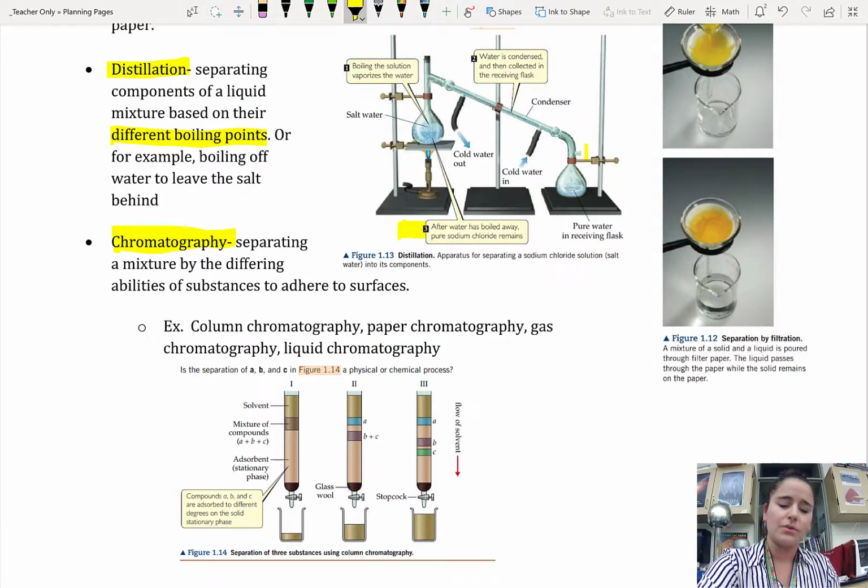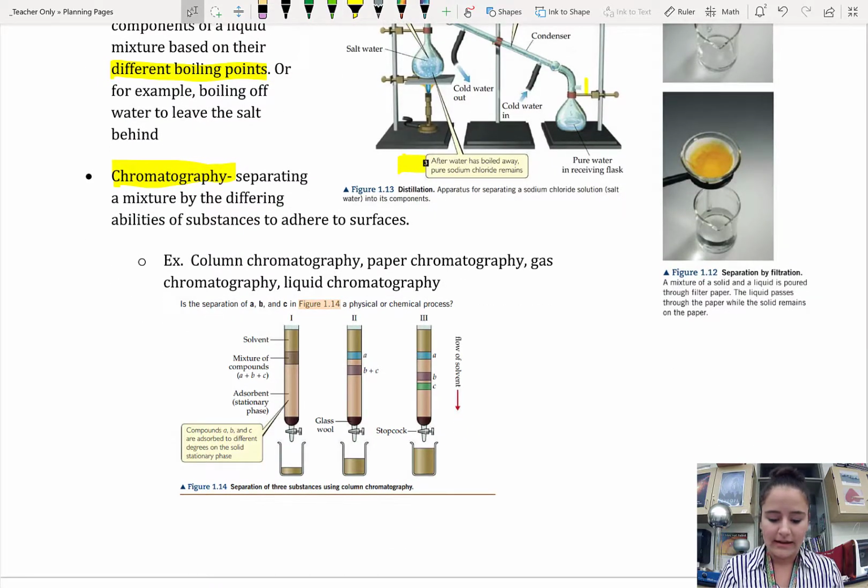Chromatography is another mixture that we will see a couple times in this course. Basically, you're separating things by their ability to bond and adhere to different surfaces. There's column chromatography and paper chromatography and gas chromatography and liquid chromatography and all of these different ways of doing it. But basically, it's just letting things separate, because if you have, say, a solvent here, they're going to be absorbed through different degrees as it passes through those filters.